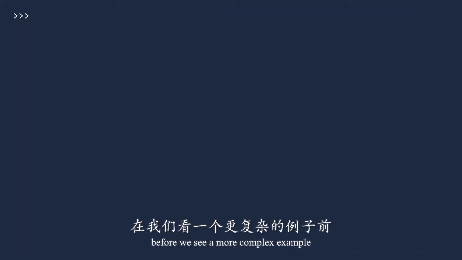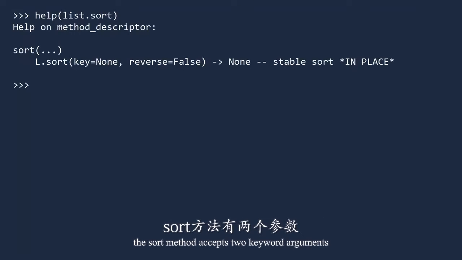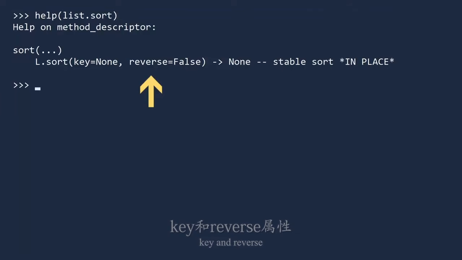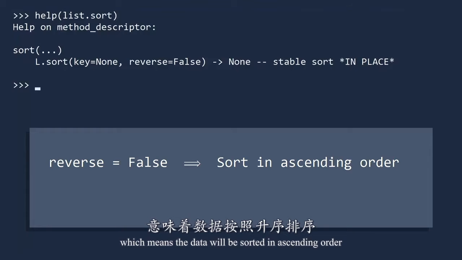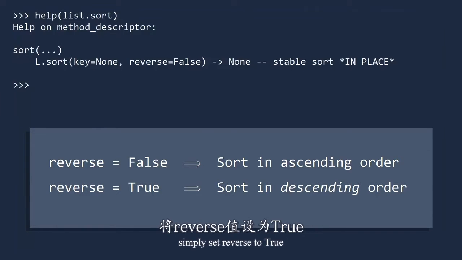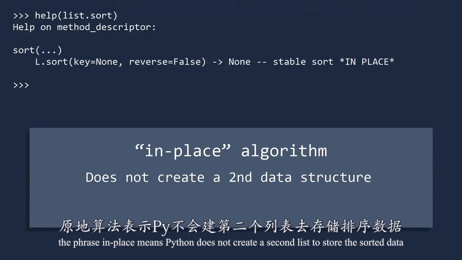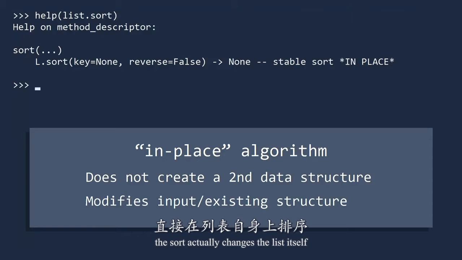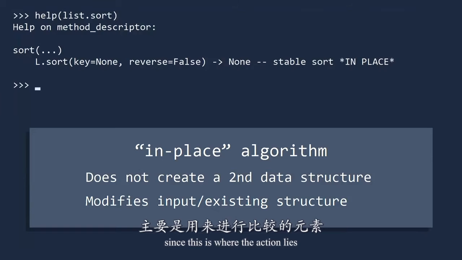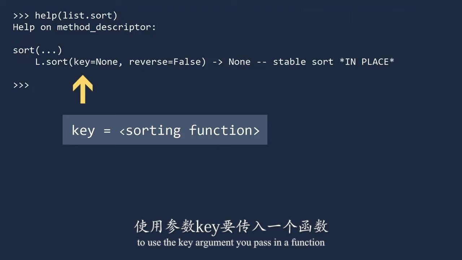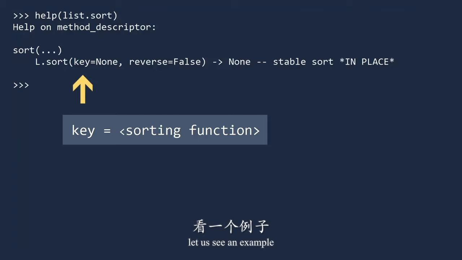Before we see a more complex example, let us look at the help text for the sort method on lists. The sort method accepts 2 keyword arguments, key and reverse. By default, reverse is set to false, which means the data will be sorted in ascending order. If you want to reverse the order, simply set reverse to true. The phrase in place means Python does not create a second list to store the sorted data. The sort actually changes the list itself. But let us focus on the key argument, since this is where the action lies. To use the key argument, you pass in a function that will be used to determine what values to sort by. Let us see an example.